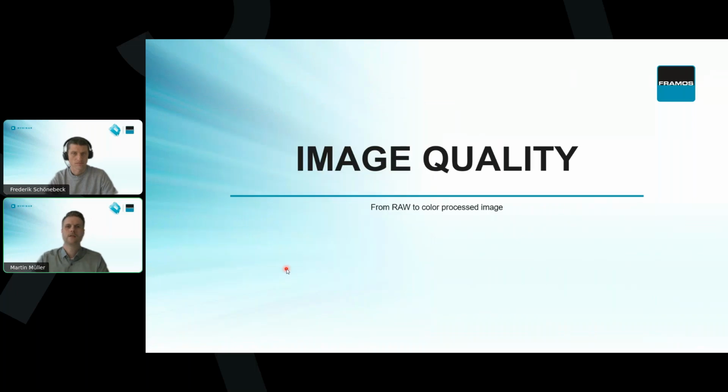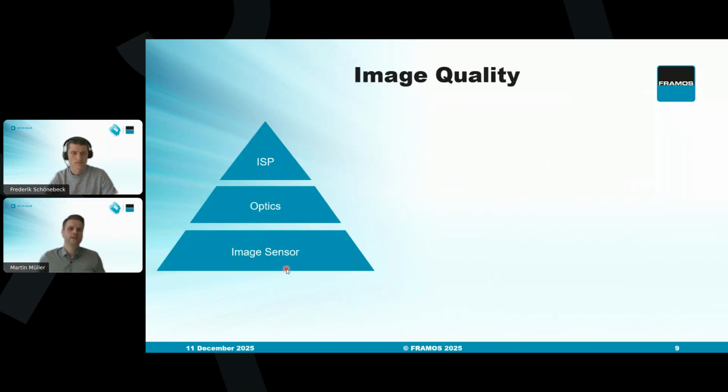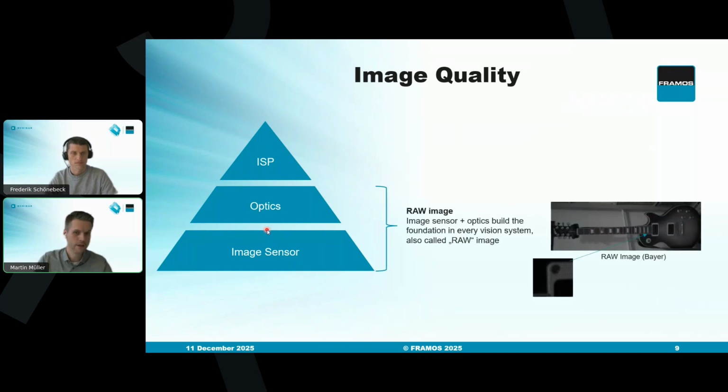So let's consider the image quality and what it actually means, what it takes and what it consists of. As you can see here in this triangle, the image quality can be split into three parts, starting here from the image sensor and optics. This is what I call the fundament, so the raw image. The image sensor plus the optics build the foundation in every vision system, regardless of whether it's an embedded or consumer device grade system.